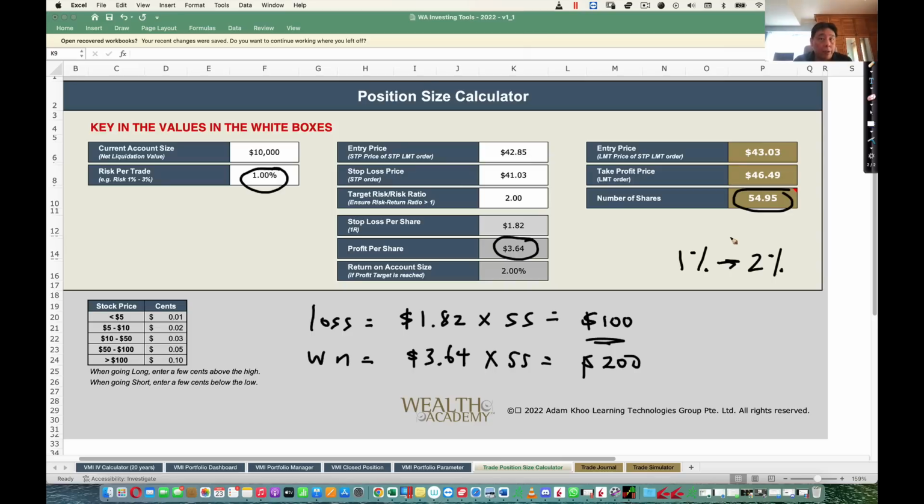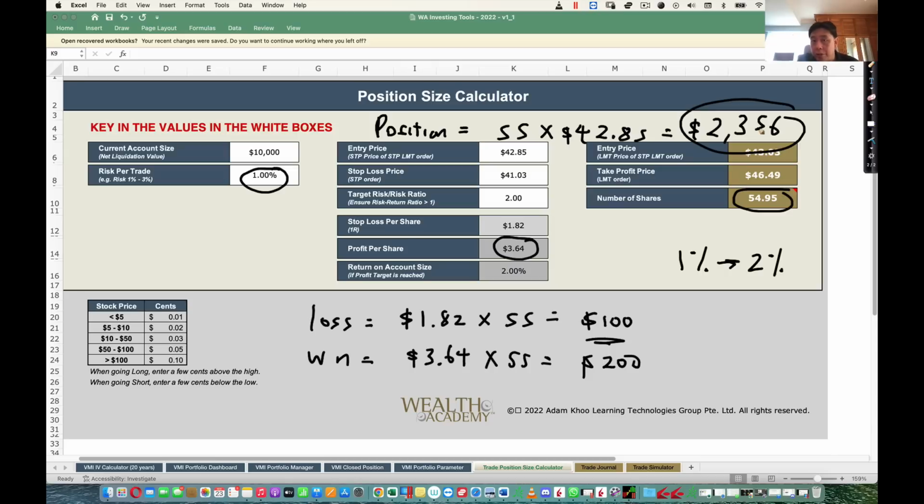Now again, if you're more aggressive or more experienced, you can always risk 2%. Okay, but let's just stick with 1% right now. Now, to enter this trade, what is your position size? Your position size would be: you're buying 55 shares and you're paying $42.85 per share, right? So the total size of your position is 42.85 times 55 shares. It's $2,356. This is the amount of shares you're buying. So again, is 2,356 your risk? Is this the risk you're taking?